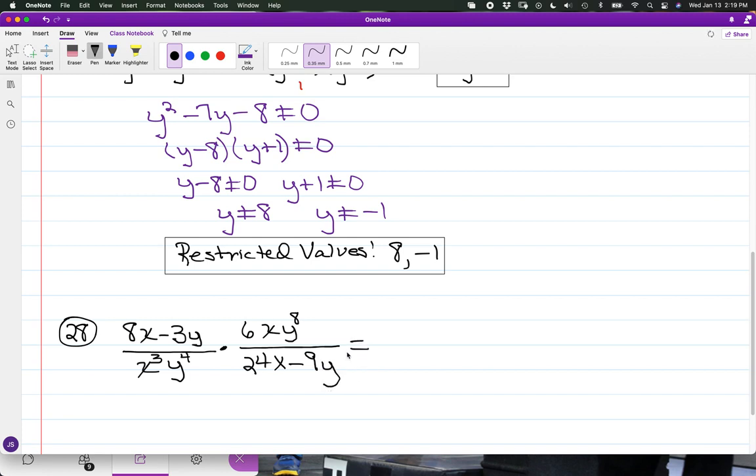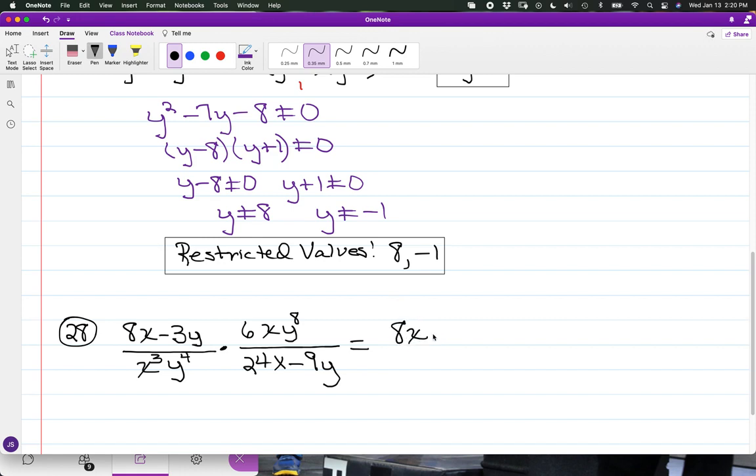We're not going to have so much factoring, since the greatest common factor of 8x minus 3y is 1, and there's no common factor between x cubed and y to the fourth as it stands, nor for 6 and x and y to the eighth other than the number 1. But in the second denominator, there is a common factor we can extract, and the highest term that will go into this difference of the x and y terms is going to be the number 3.